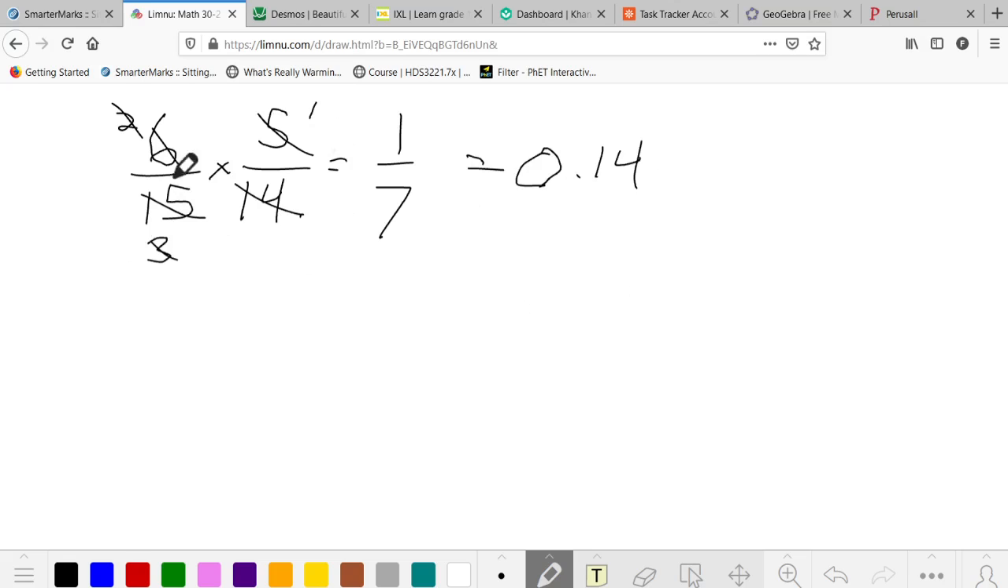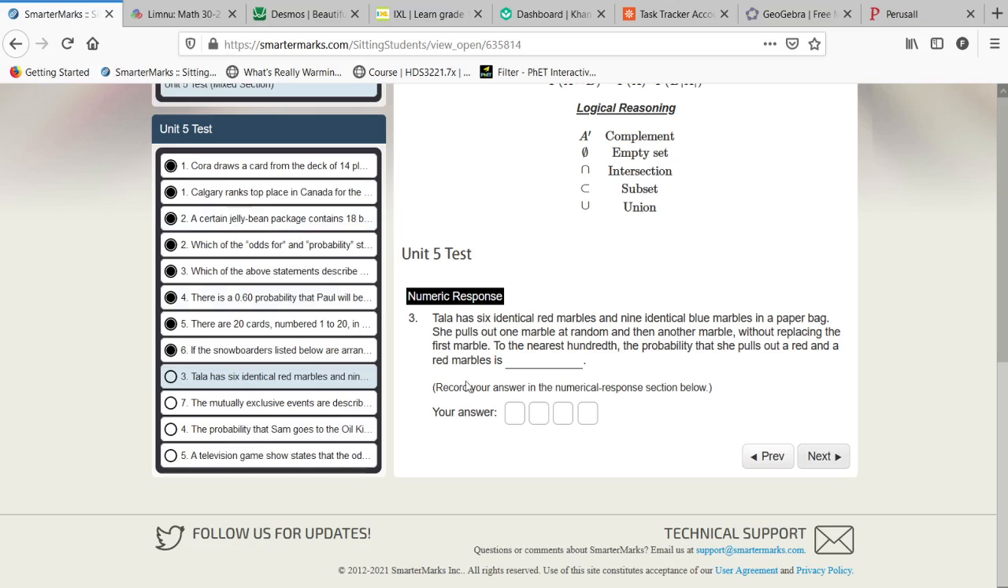Although technically, because they were asking for the nearest hundredth, we could have done this without the reductions. We could have done 30 over 210 and gotten exactly the same answer. So it is 0.14. Any questions on this one?